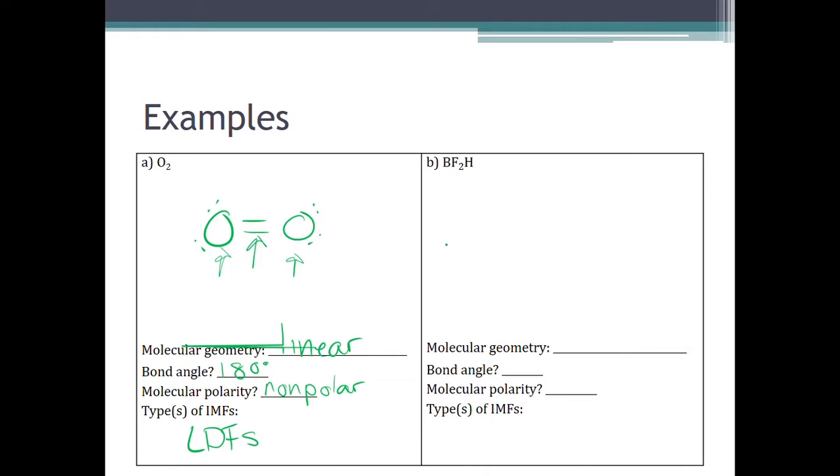We have BF2H. First, we need to figure out our central atom. Well, it can't be hydrogen, because it'll never be hydrogen. We have 2 fluorines and 1 boron, so it makes sense to put boron in the center, and then we will bond each of our fluorines and our 1 hydrogen. Don't forget your valence electrons on these fluorines. And again, boron only has 6 electrons, but that's what it's supposed to have. That's how we know we've done it correctly. So our molecular geometry here, with 3 bonding groups and no lone pairs, is going to be trigonal planar.